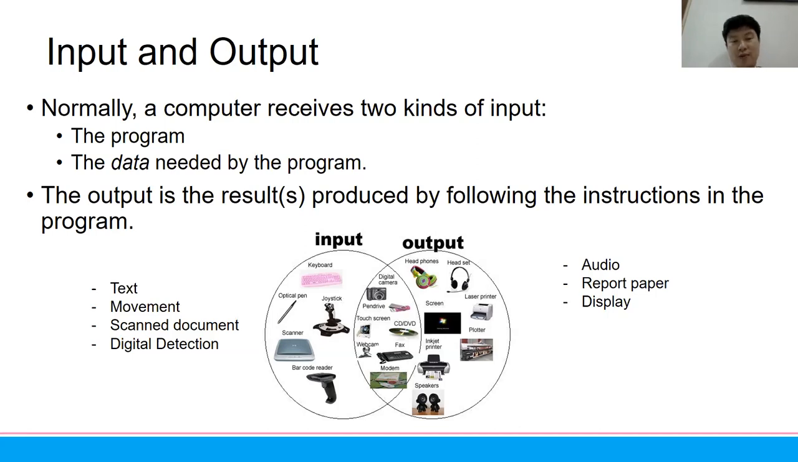Let's say you have the input like keyboard, optical pen, joystick, scanner, barcode reader. So the input can be anything like text, movement, scan document, digital detection. And what about the output? It depends on the tool, like headphones, headset, printer, screen, plotter, speakers. Those kinds of output resemble the output that you want to have, like the audio or report paper or in a kind of display.